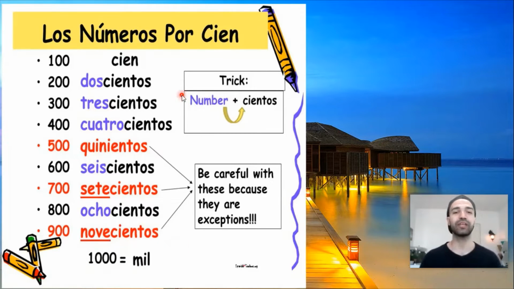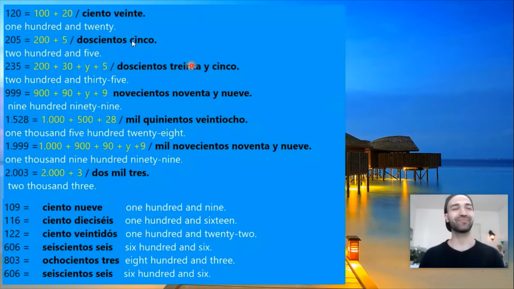So we repeat one more time. 100, 200, 300, 400, 500, 600, 700, 800, 900, 1000. Now let's try to read some numbers together. For example, how can we say 120?